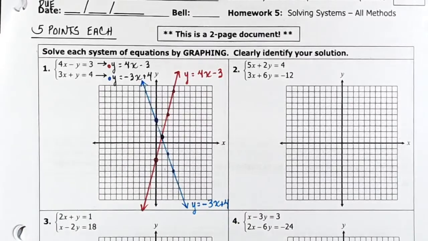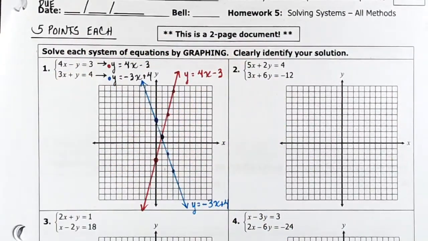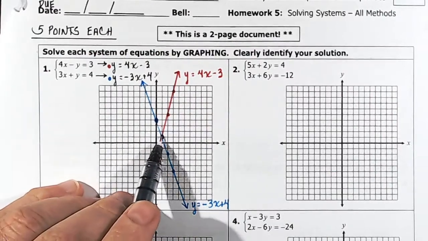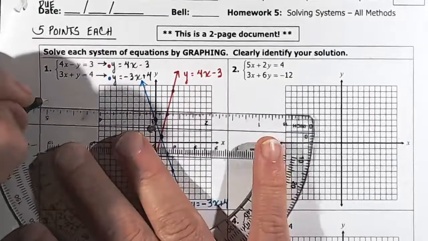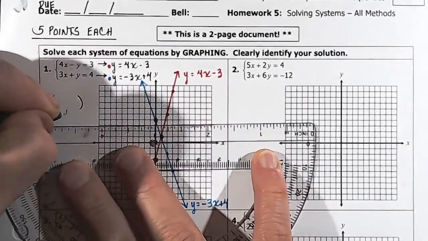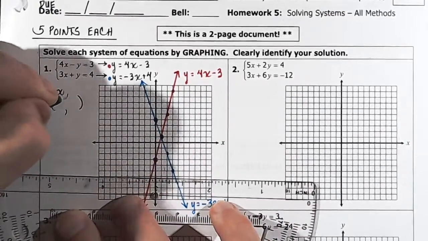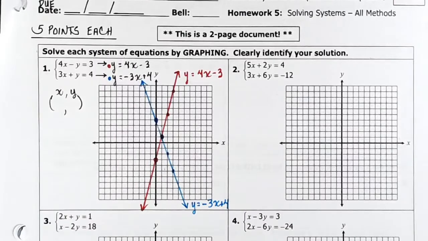Okay, so the final step to get the solution to the system of equations is to identify the point on the coordinate plane where the two lines intersect, where they cross. And we see plainly that it's right here. And so what we have to identify as the solution to our system is a coordinate pair consisting of an x-coordinate and a y-coordinate at that intersection point.